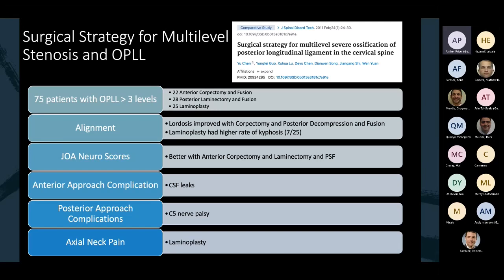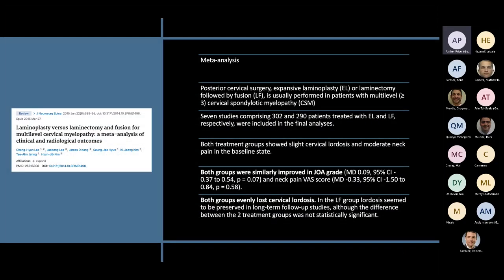The JOA neuro scores in this study were better with laminectomy and fusion and anterior corpectomies. Anterior approaches had higher CSF leaks. Posterior approaches had higher C5 nerve palsy rates, although that depends on what paper you're citing. And then axial neck pain was greater in the laminoplasty group.